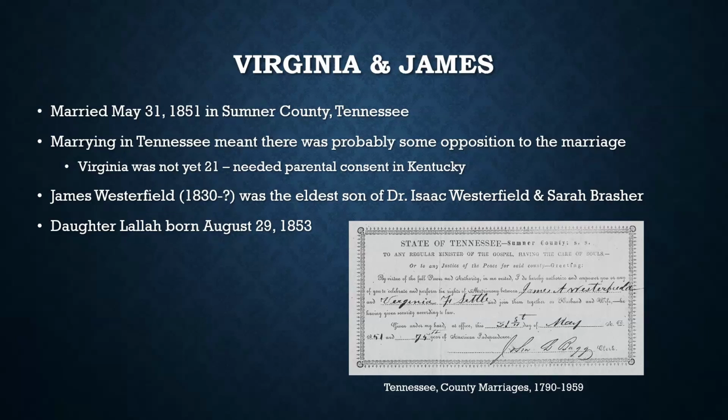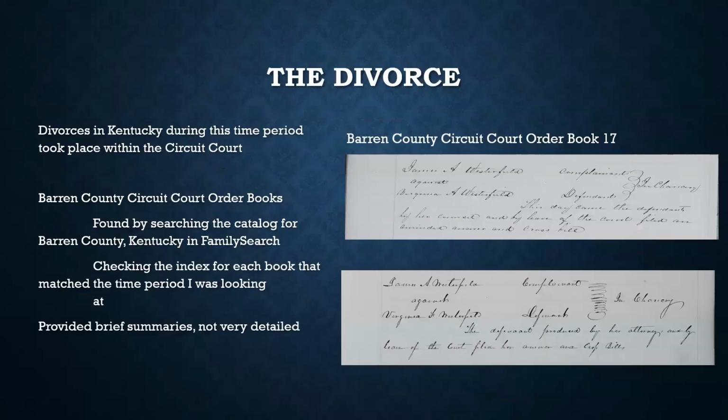And James was the eldest son of Dr. Isaac Westerfield, who was a doctor in the area and comes from an older Kentucky family as well, from the Harrodsburg area. And their daughter Lala was born August 29th, 1853, so about 2 years after they married. They did not stay married for very long.